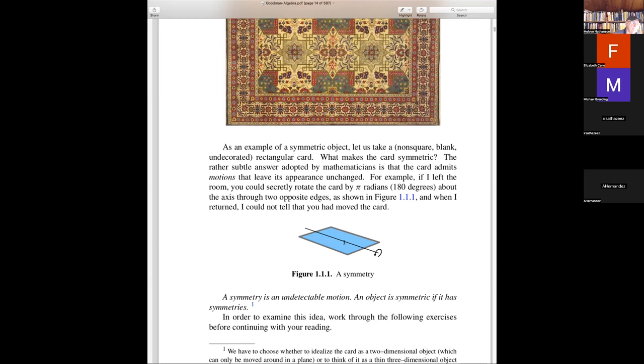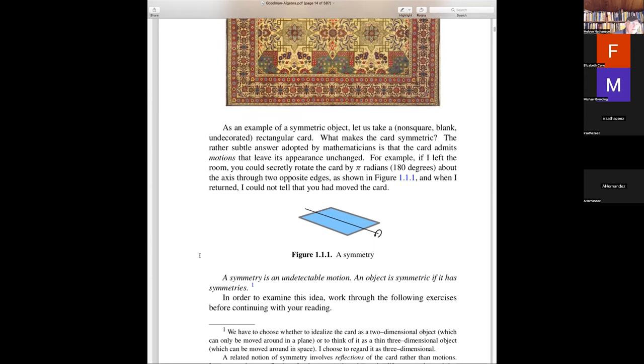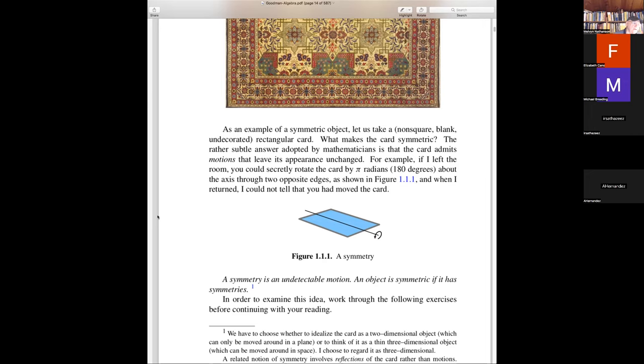It's very hard to define symmetry. In fact, there is a long literature in mathematics and in art theory about how to define a symmetry. But one definition is given right here: a symmetry is an undetectable motion. That is, if you look at this card, close your eyes, someone may or may not flip it around, and you open your eyes, you can't tell, right? It's an undetectable motion. And an object is called symmetric if it has symmetries. Now, the footnote is important.